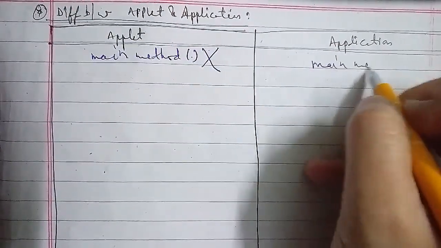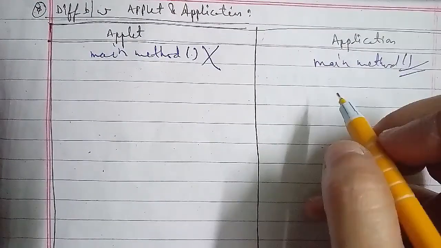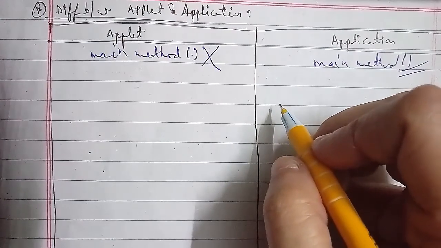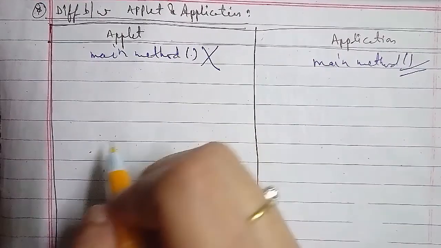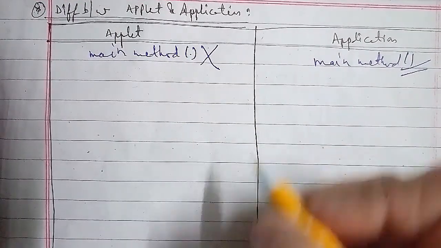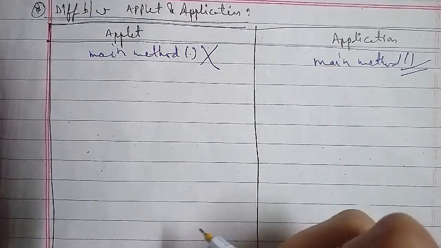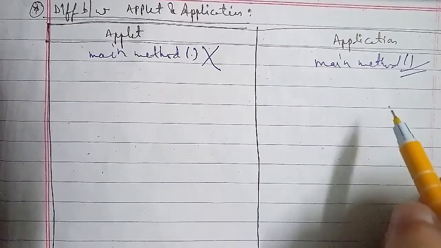And the second difference we have is that applets cannot run independently; they can only be executed by embedding them into the web page or by using the applet viewer. And the application can execute independently without embedding it in any other document. These were the two differences between them.